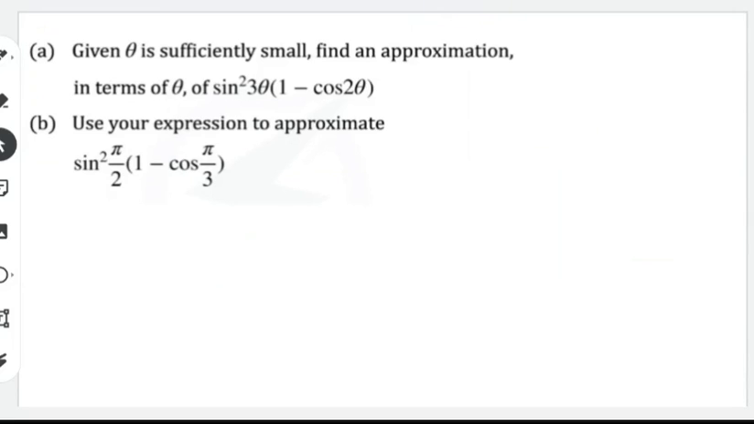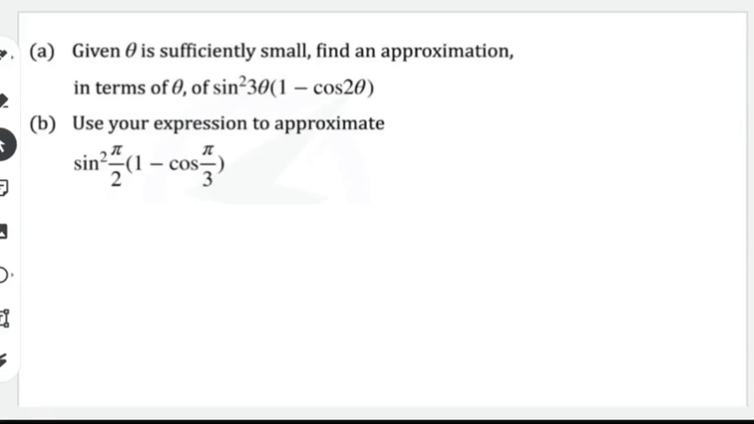Is sufficiently small the same as small? Yeah. When I say sufficiently small, it's sufficiently small that we can use the small angle approximations. Small angle approximations don't work for big values of theta because they're quite clearly different. We can't say that sine of 100 is the same thing as 100 because sine only goes between 1 and -1. Given that sine theta approximates theta, we can't say that because 100 is way too big.